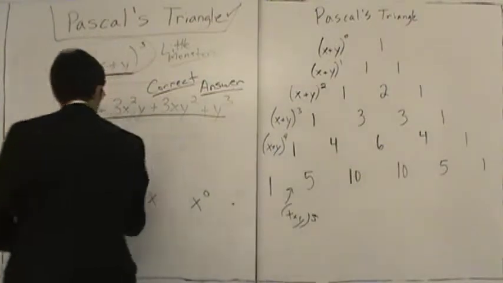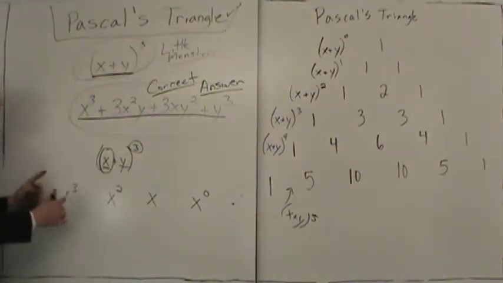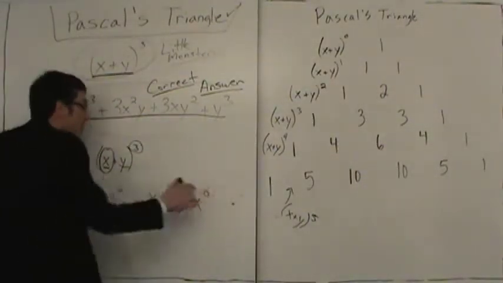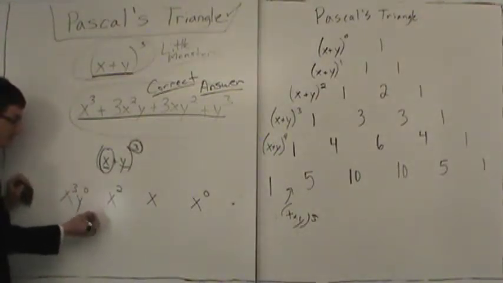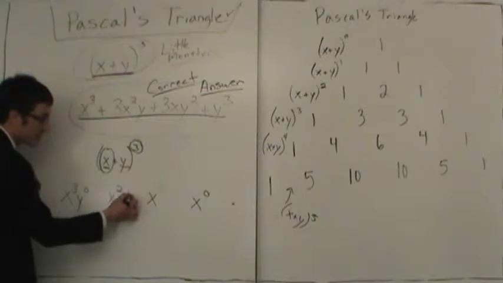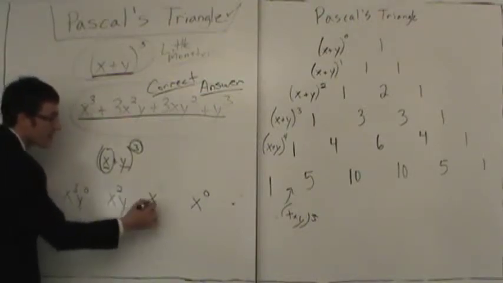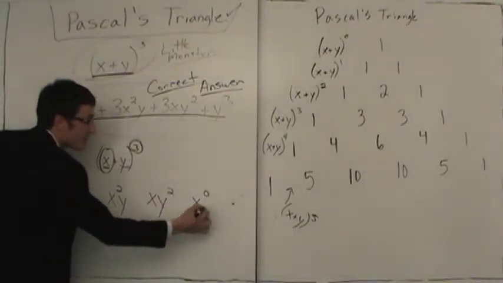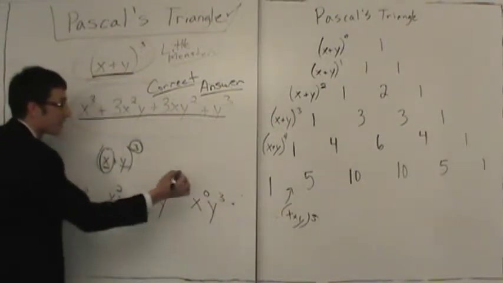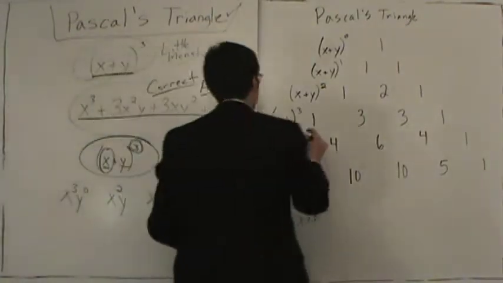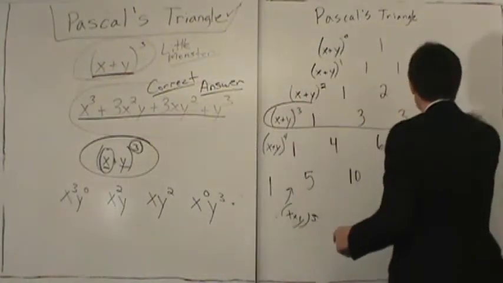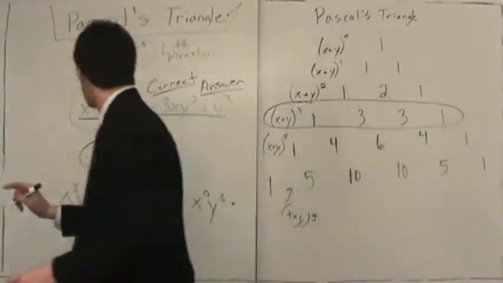Now take your y term. We're going to do this backwards for the y. So we're going to start at 0 and go up to what? Go up to 3. So we're going to now do y to the 0, y to the first (we don't have to write the 1, just y), then y squared, and then y to the third. And now look, what row is this in Pascal's triangle? Look at the row. X plus y cubed, I'm circling the row.